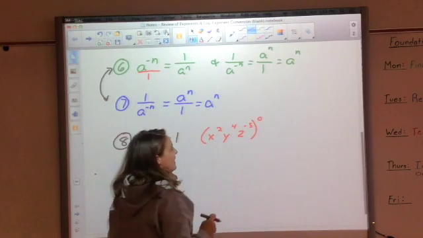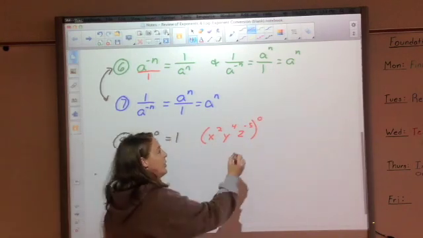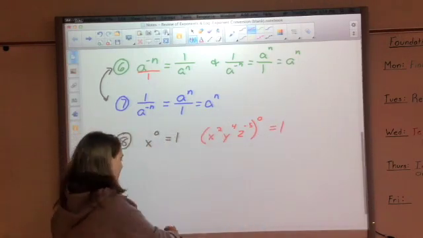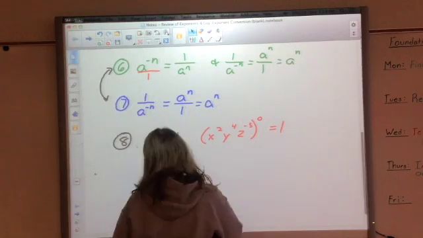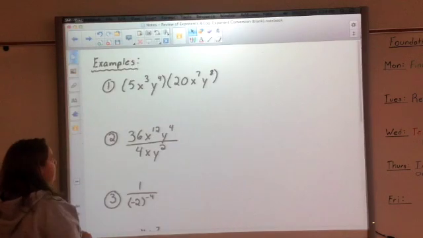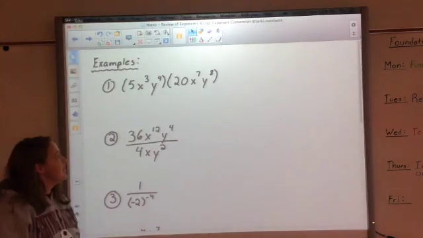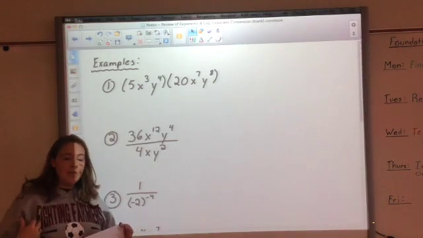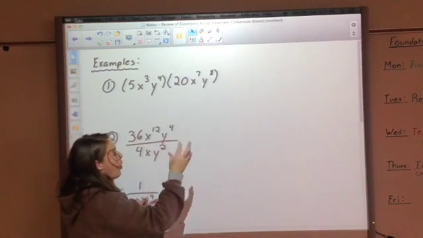But if I raise that entire thing to the 0 power, this is just 1. Okay? Alright, now let's move on and do a few examples. Okay, in this first example, we have two things being multiplied together. So we need to look at each of these as kind of separate things all put together.